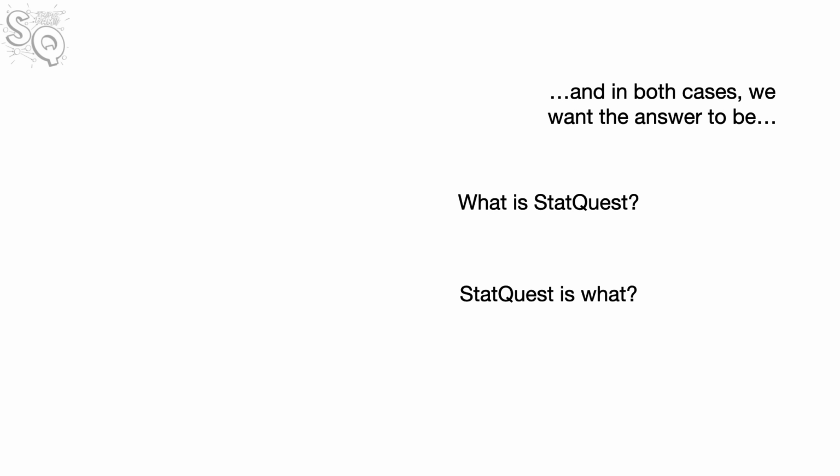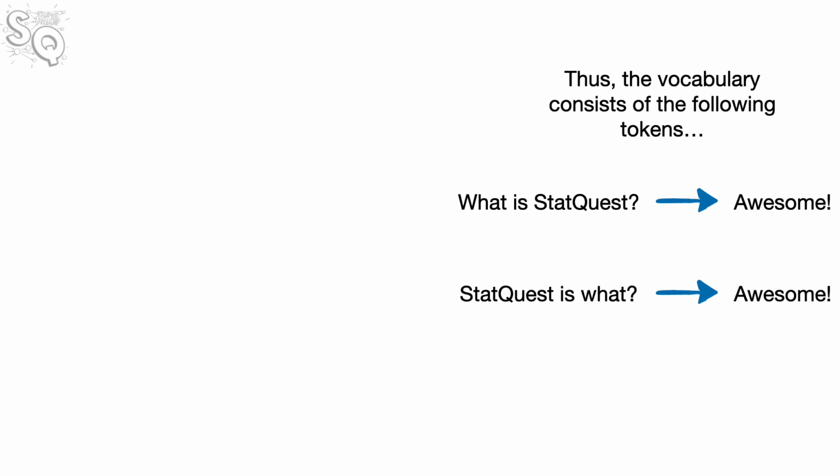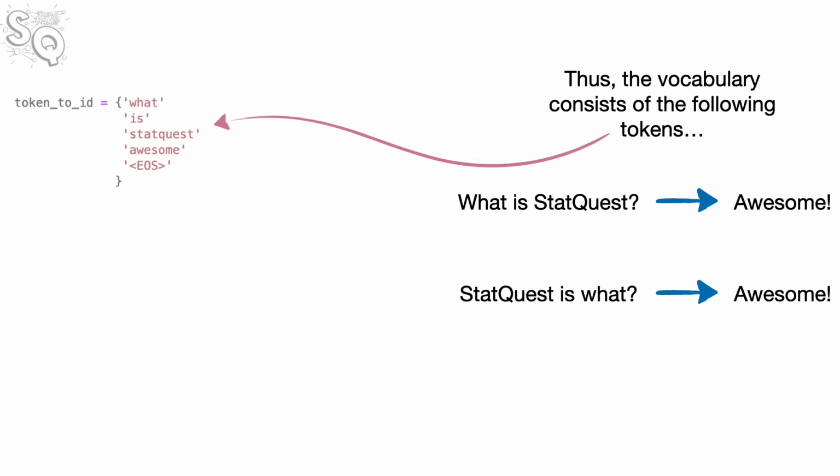For this example, all we want is for the transformer to respond to two different prompts: What is StatQuest? And StatQuest is what? And in both cases, we want the answer to be awesome. Thus, the vocabulary consists of the following tokens: what, is, StatQuest, awesome, and EOS.